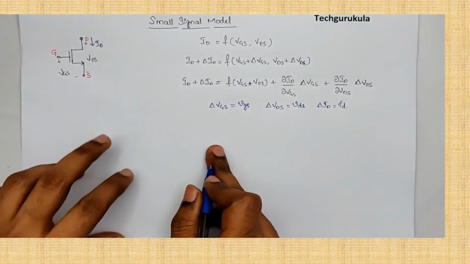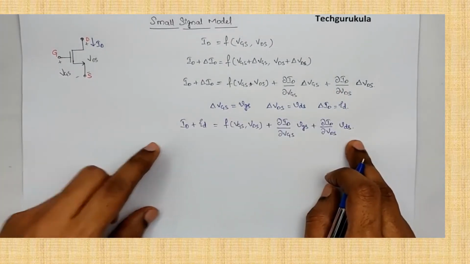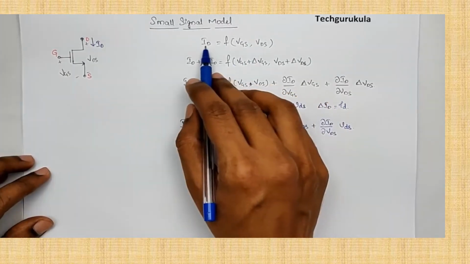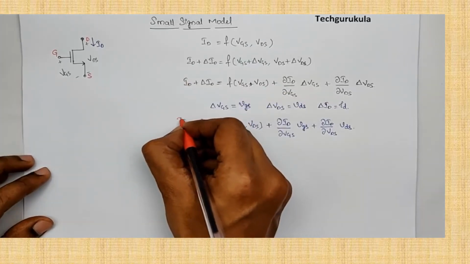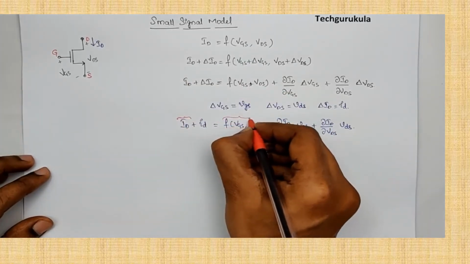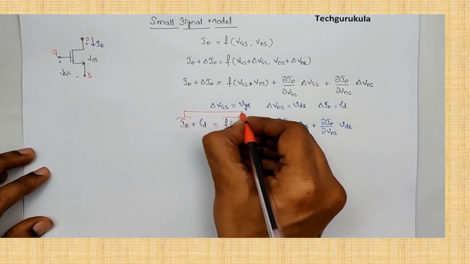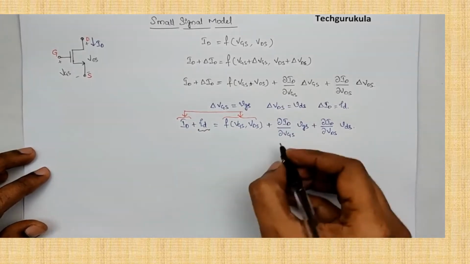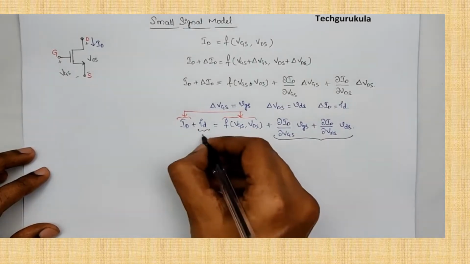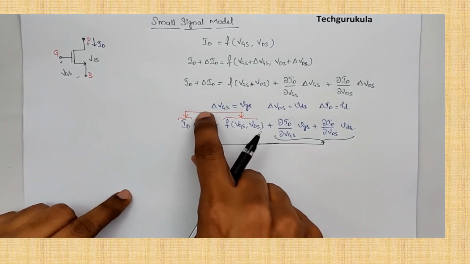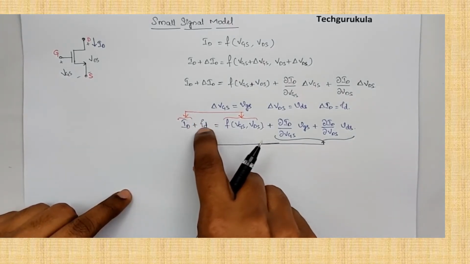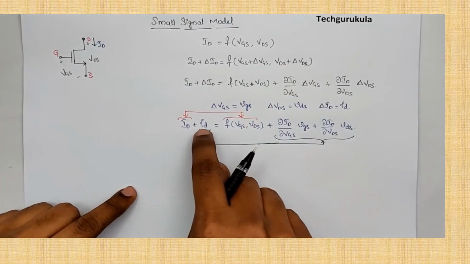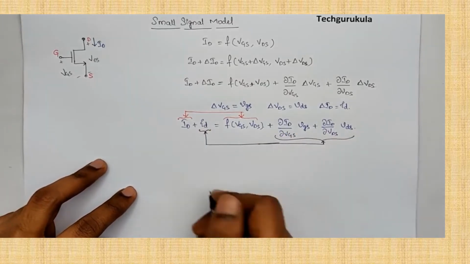Now if we rewrite this expression, f of VGS, VDS is nothing but the capital ID. Hence this value and this value are in fact equal. In that case we can say that small id is equal to this value. Our interest is only in the small id value, which results from a small change in VGS and VDS. Now let me write only this expression.